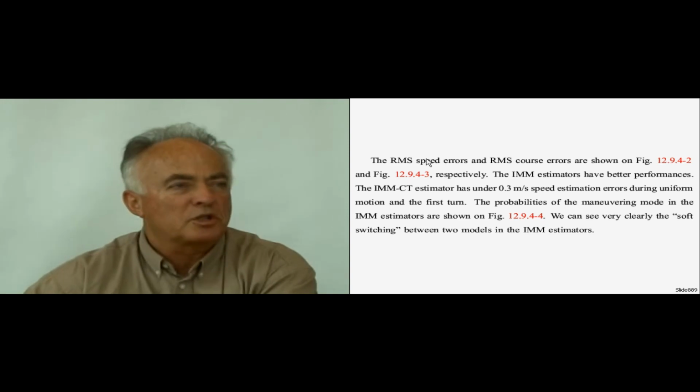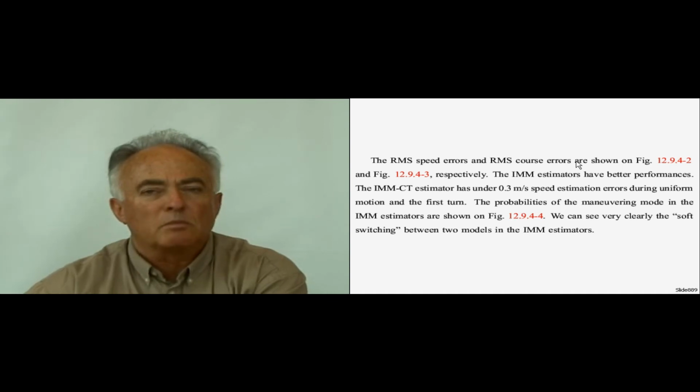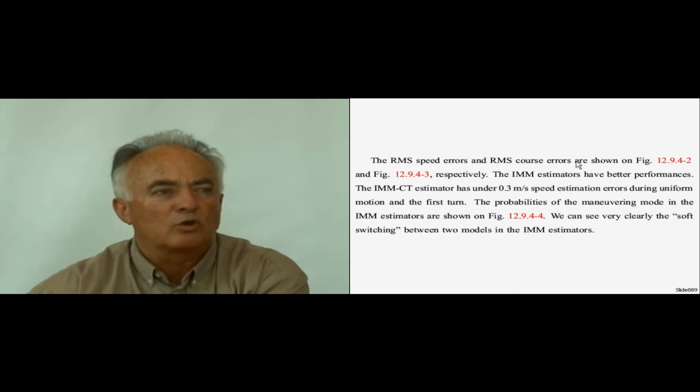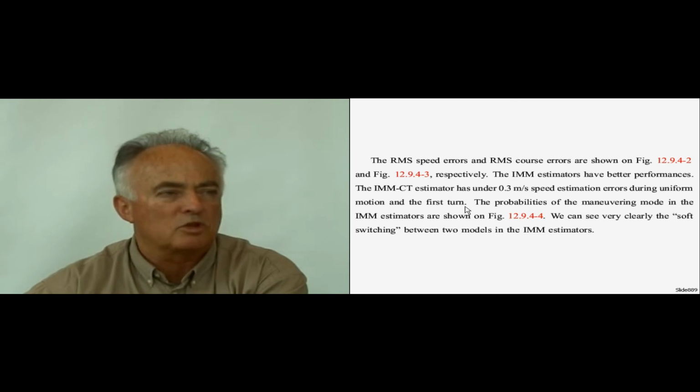As for the speed errors and course errors, it should be mentioned that in practice it is not the x velocity error and y velocity error, the RMS velocity error, that is of most interest. It is the error in the magnitude of the velocity vector, the speed error, and the course. This is the angle in which the velocity vector is pointing. And again, the IMM estimators have better performance, with the IMM-CT under 0.3 meter per second estimation error during the uniform motion and the first turn. Then it's a little bit more. The second turn is sharper.